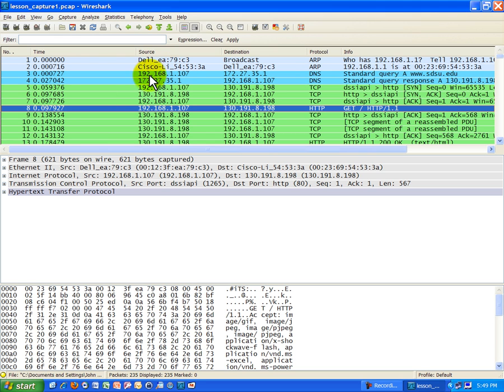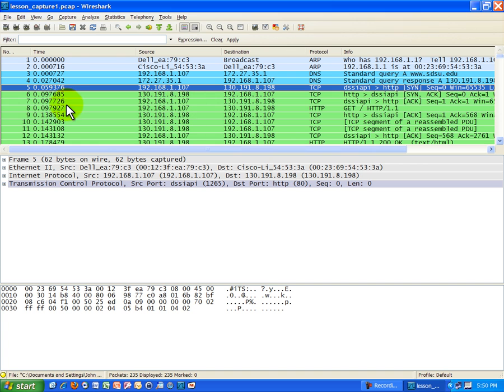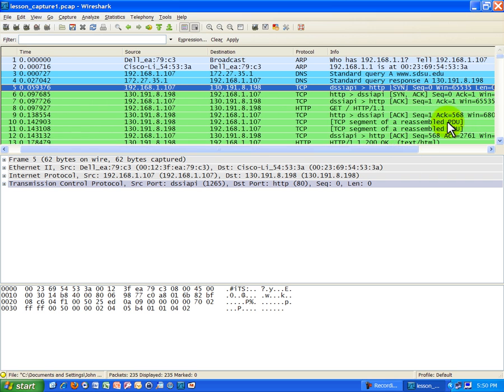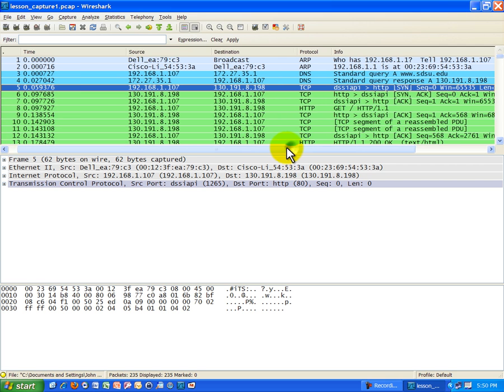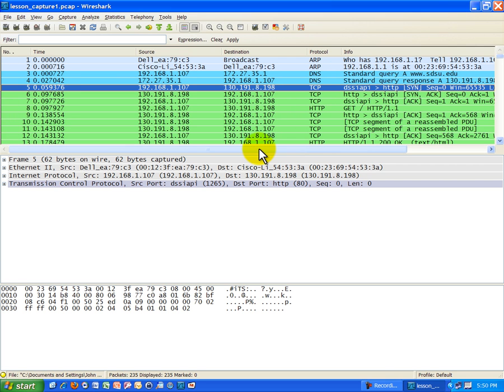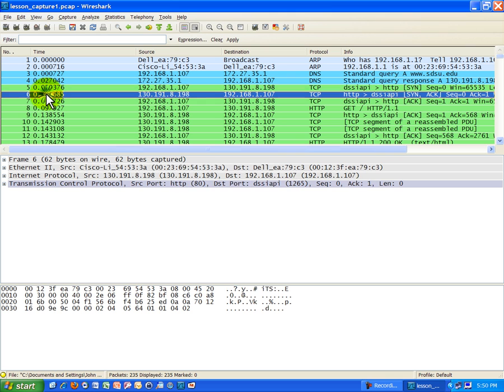Well, we've already gone over the first 4 frames. Let's start with frame number 5 here. Frame number 5, yes, that is initiating from me. As you know, that's my IP address, 192.168.1.107. The San Diego State University web server is 130.191.8.198. We learned that up here, as you recall, in frame number 4, where it shows the response from the DNS server, giving me that address so I could then establish a connection in frames 5, 6, and 7.